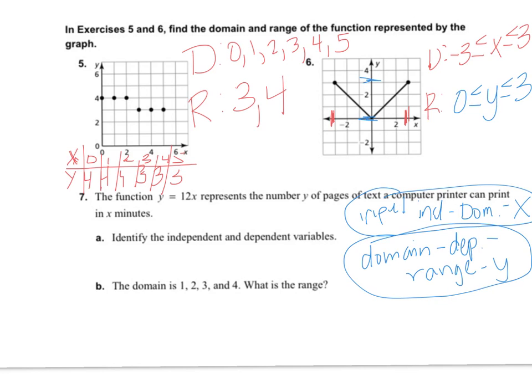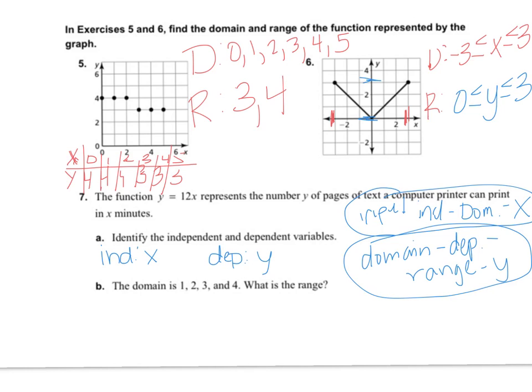So the independent variable in number 7 is the x. And the dependent variable is the y. And the good thing about algebra is, in general, nobody's trying to trick you by switching up x and y. In general, your y is going to be your dependent and your x is going to be independent.